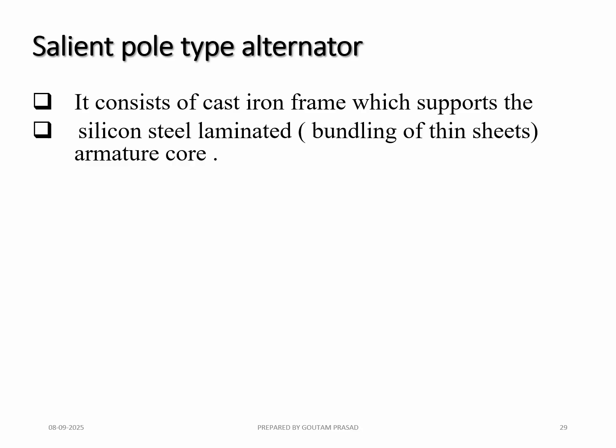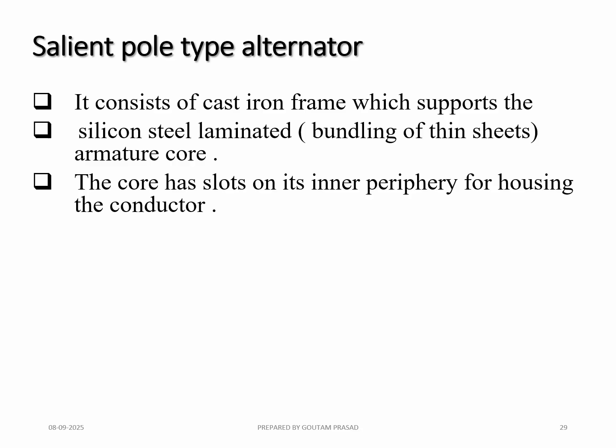Also, these laminated sheets are made of silicon steel to minimize the hysteresis loss. Hysteresis loss occurs because these thin sheets have to go through the cyclic variation of the field. The core has slots on its inner periphery for housing conductors. So the core has slots. The stator has slots in which the conductors are put as the coils.